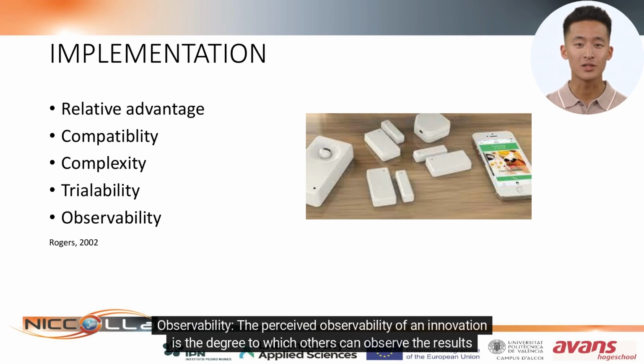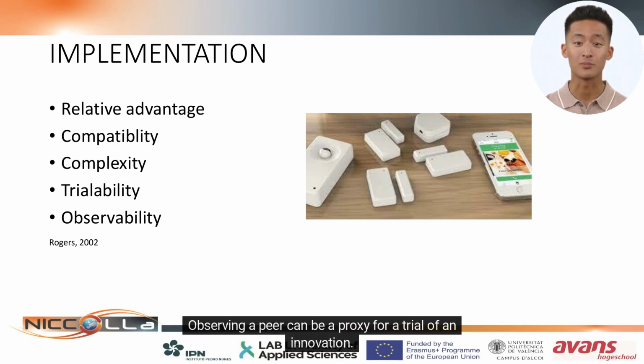Observability. The perceived observability of an innovation is the degree to which others can observe the results of an innovation. Observing a peer can be a proxy for a trial of an innovation. Observability is positively related to an innovation's rate of adoption.